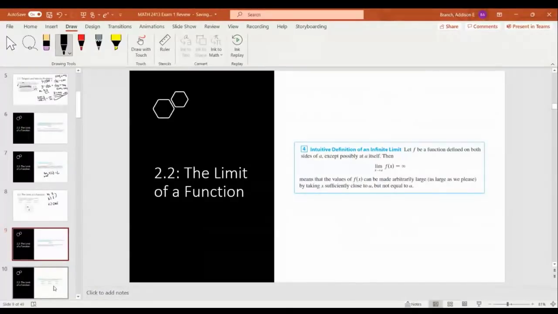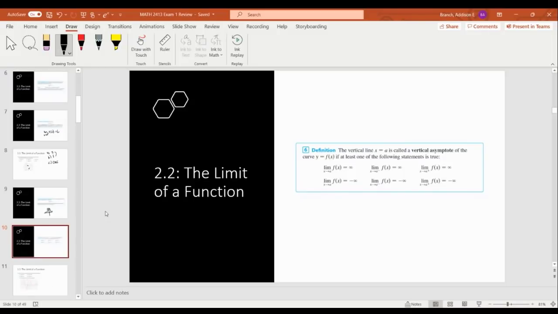All right, and then sometimes you may have a limit that approaches infinity. Essentially, as you approach a certain value, it just gets really, really big. For example, let's say we have this graph that looks like this. As we get really close to the y-axis, that number is getting increasingly large. In that case, we'll say that our limit approaches infinity.